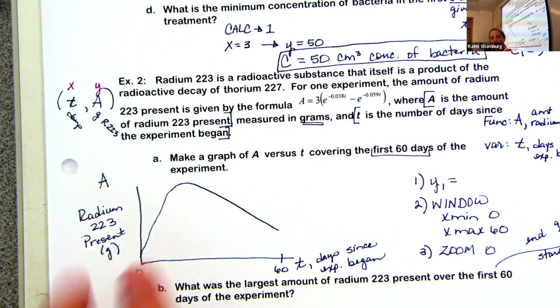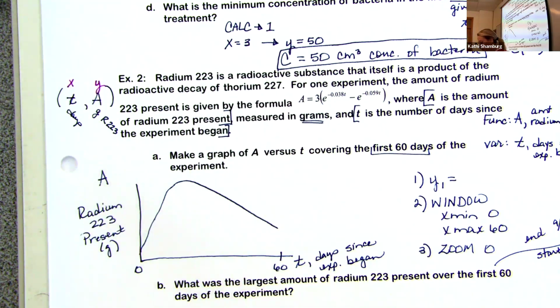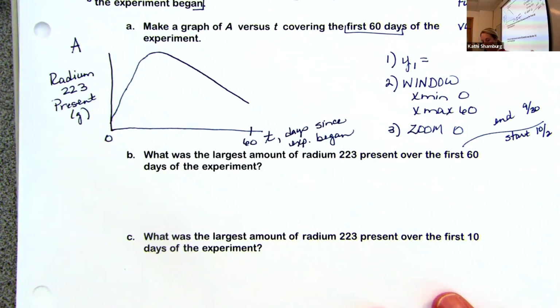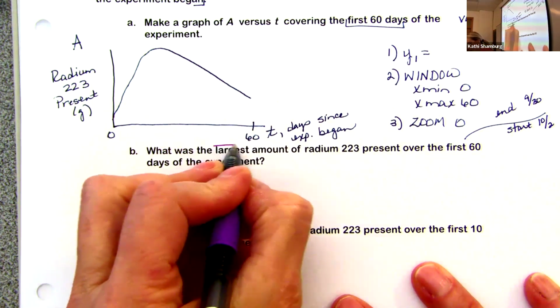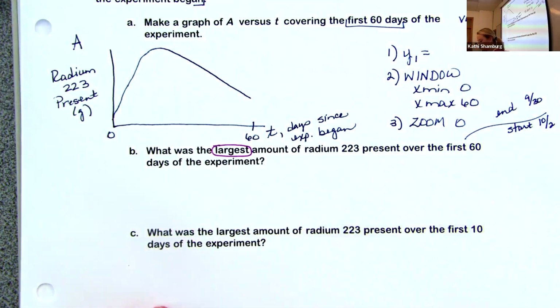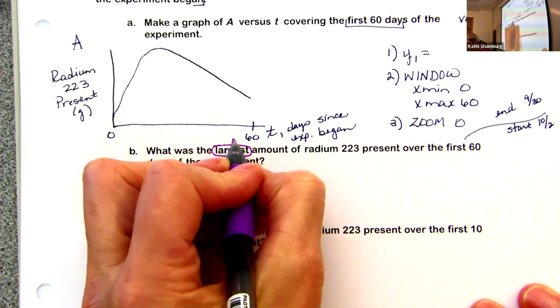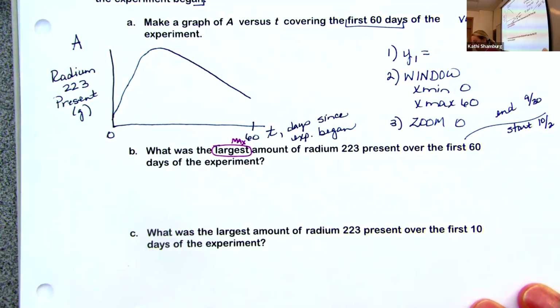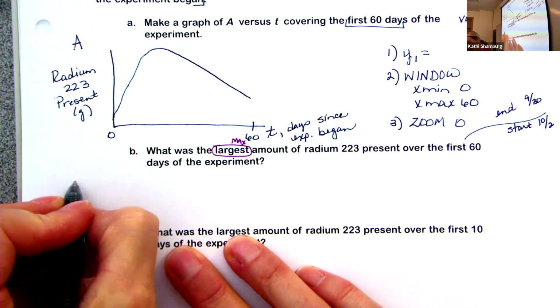Here in a little bit, I'm going to tell you why I am stressing this so much. So when we come down to part B, it says, what was the largest amount of radium-223 present over the first 60 days? This word largest tells me we're looking for what? Exactly. The maximum. We've already got our y equals in there, so we want to find the maximum.